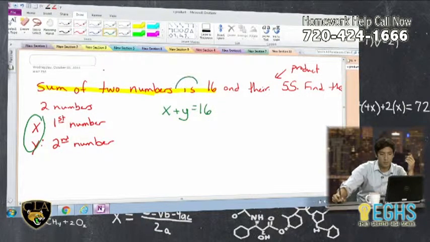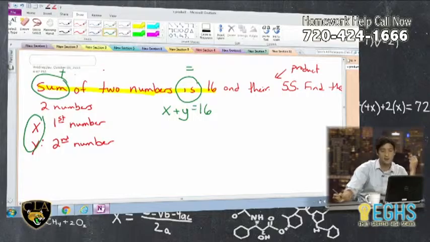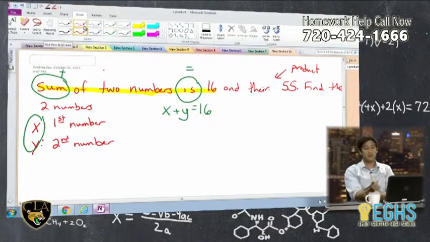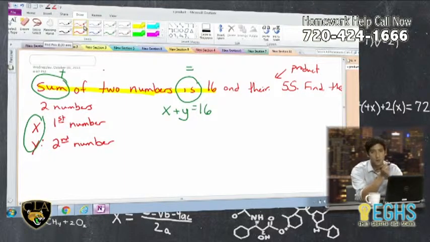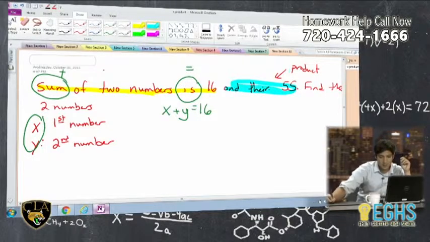Often when we have these problems, the word "is" you can think of as equals, and "sum" we should be thinking of as plus. If I just have this piece of the equation, I automatically think I don't have enough information to figure out what either number is individually, because I have two variables. In order to solve for either of them, I have to have two equations. So this second part is saying, and their product is 55.